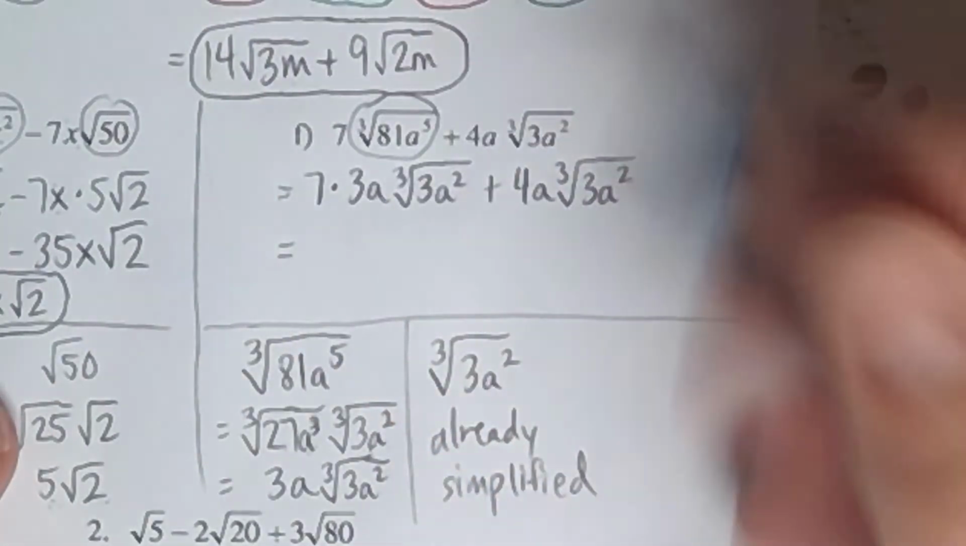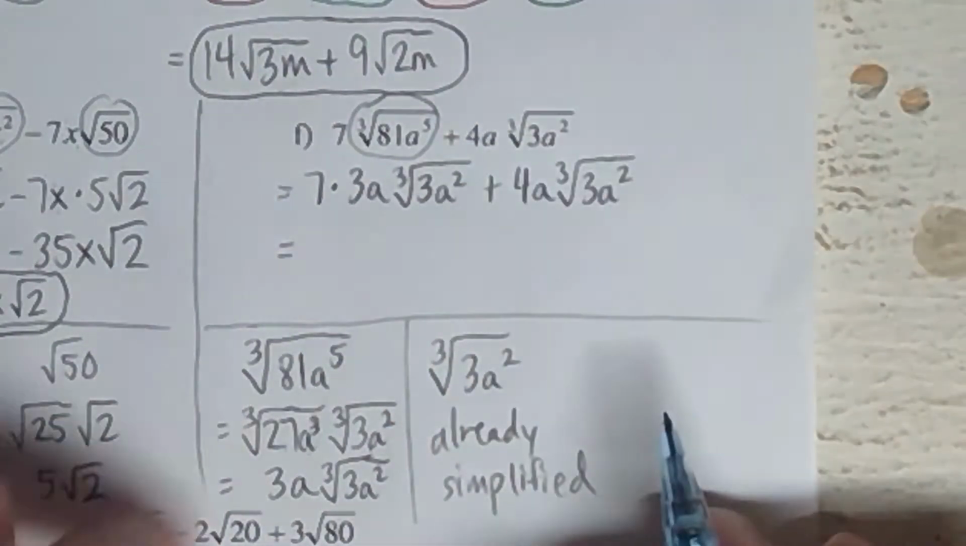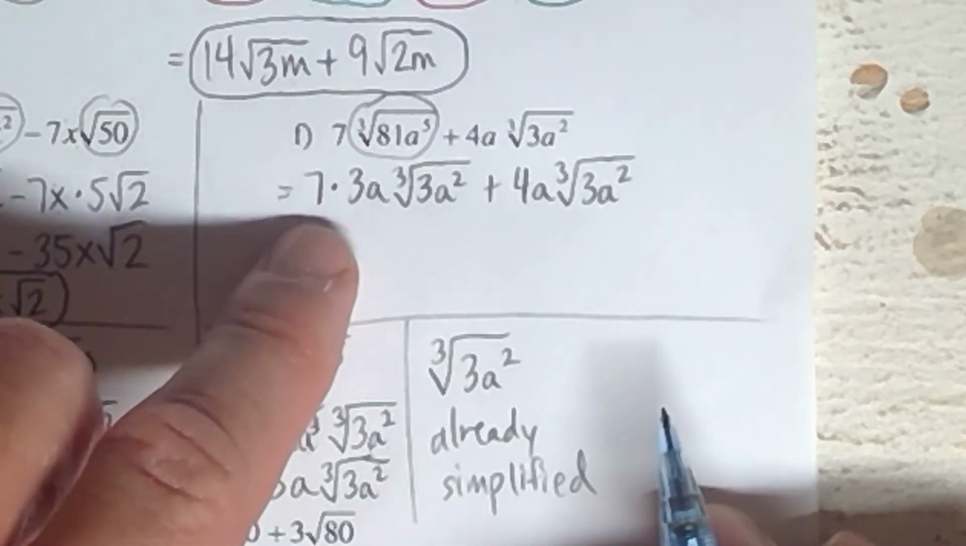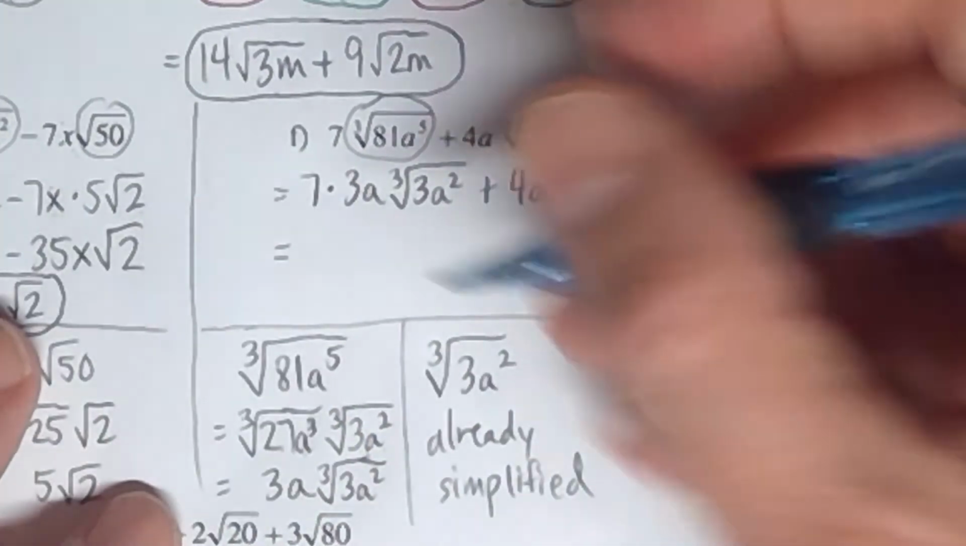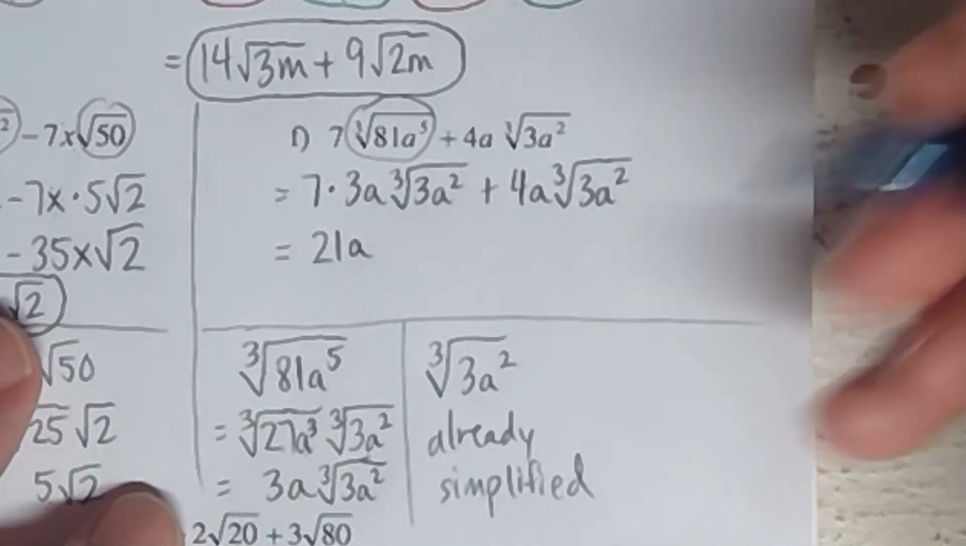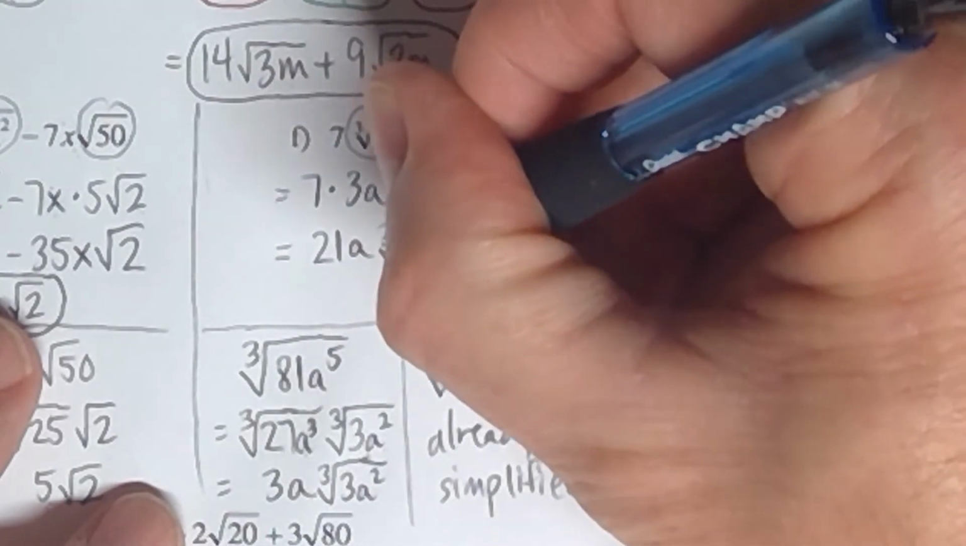Then, just like we always do after you simplify a radical, if that radical already had an outside part to it, then that means you're now going to have two outside parts, aren't you? And so they need to be multiplied together. 7 times 3a is equal to 21a. The radical stays the same, as we talked about.